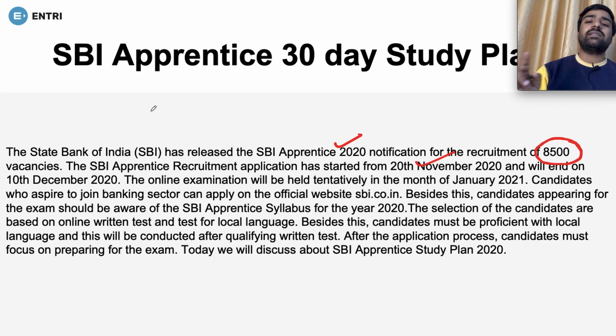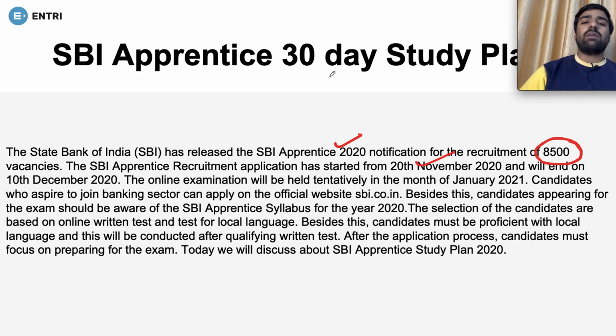In a single instance, all 5 sections are coming: maths, reasoning, English, computer and GA. Apart from SBI Apprentice, in all the other examinations conducted by SBI or IBPS, first of all there are prelims in which English, reasoning and maths are there, and in RRB the English section is eliminated.